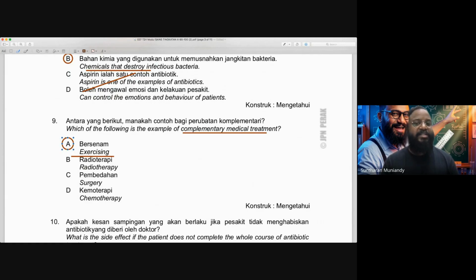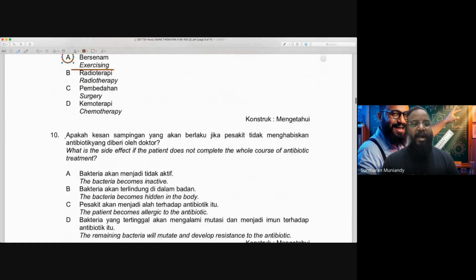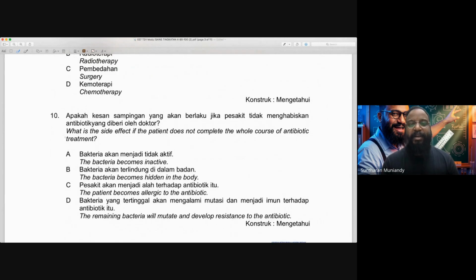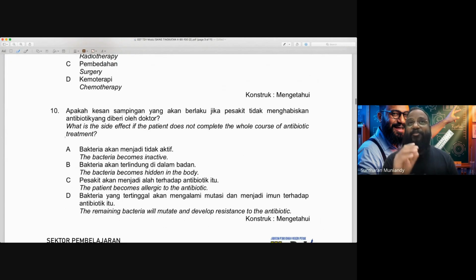A is your answer. Number 10, apakah kesan sampingan yang akan berlaku jika pesakit tidak menghabiskan antibiotik yang diberi oleh doktor? What is the side effect for the patient that does not complete the whole course of antibiotic? This is very, very bad. When they give you antibiotic, try to complete that, try to take it on time as well.